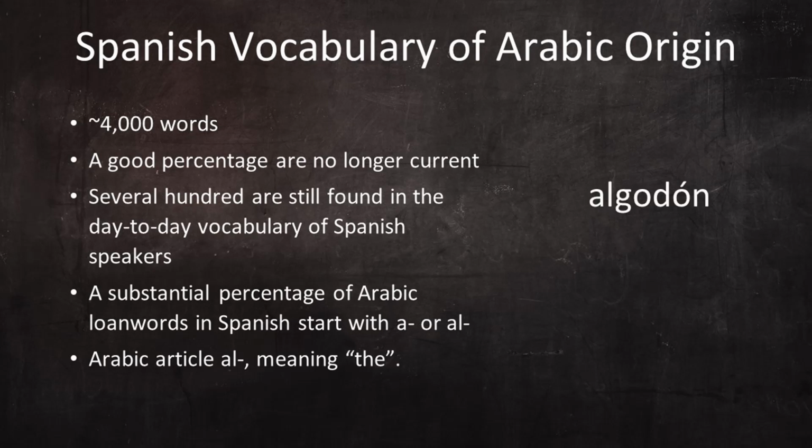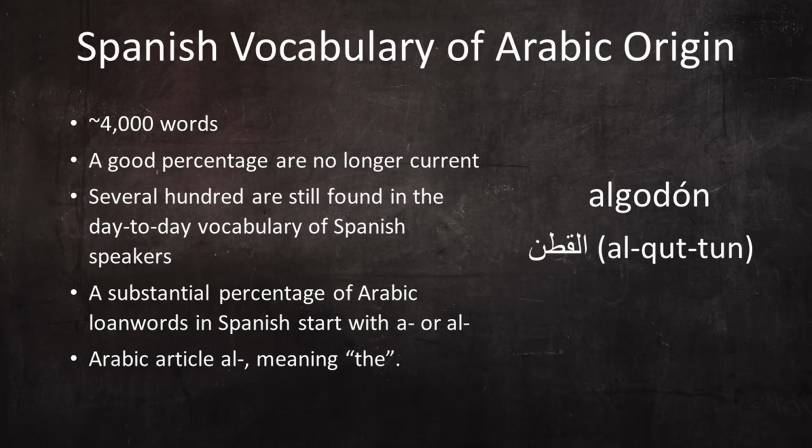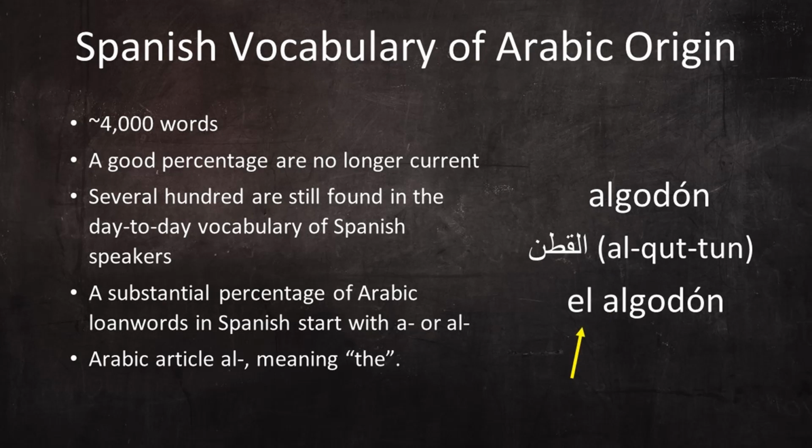So, for example, the Spanish word algodón comes from this Arabic expression, where this means the. It amuses me to think that when you express this word with its Spanish article, what you're saying is the cotton, where this is the Spanish word for the, and this is the Arabic word for the.